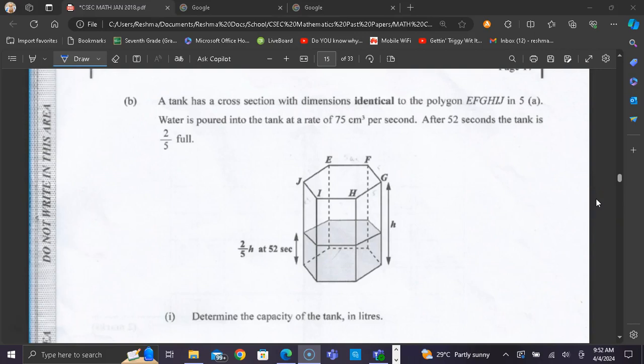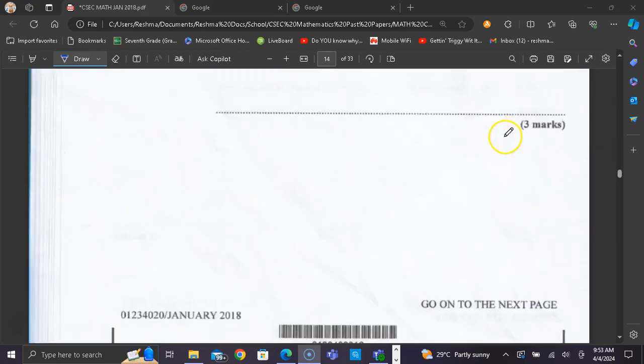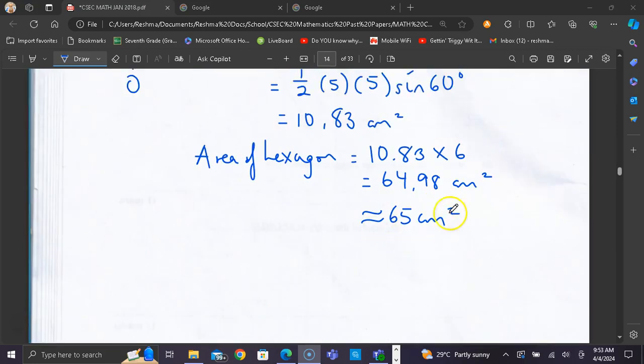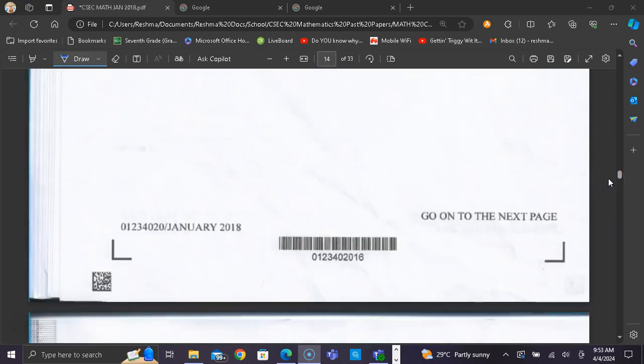Hi guys, so let's go on to part B of January 2018 CSEC Math paper 2 question number 5. So we have a tank with a cross section with dimensions identical to the polygon EFGHIJ in part A. If you remember from part A, we found the area of this hexagon EFGHIJ to be 65 square centimeters. So we'll need that information for this part of the question.